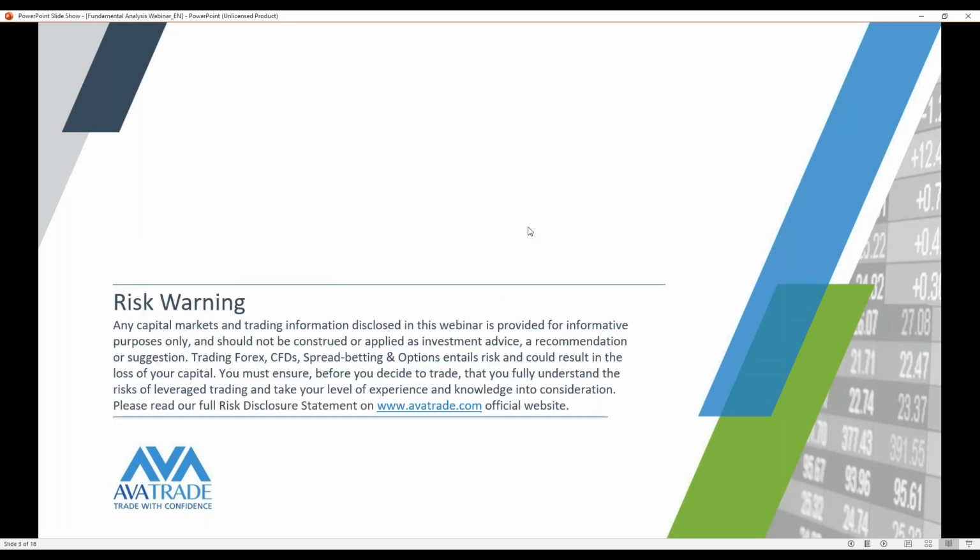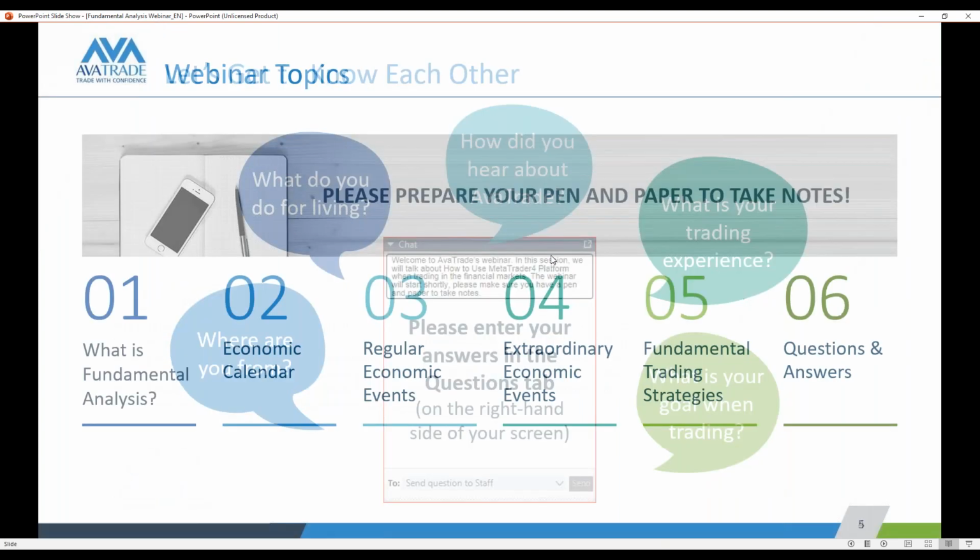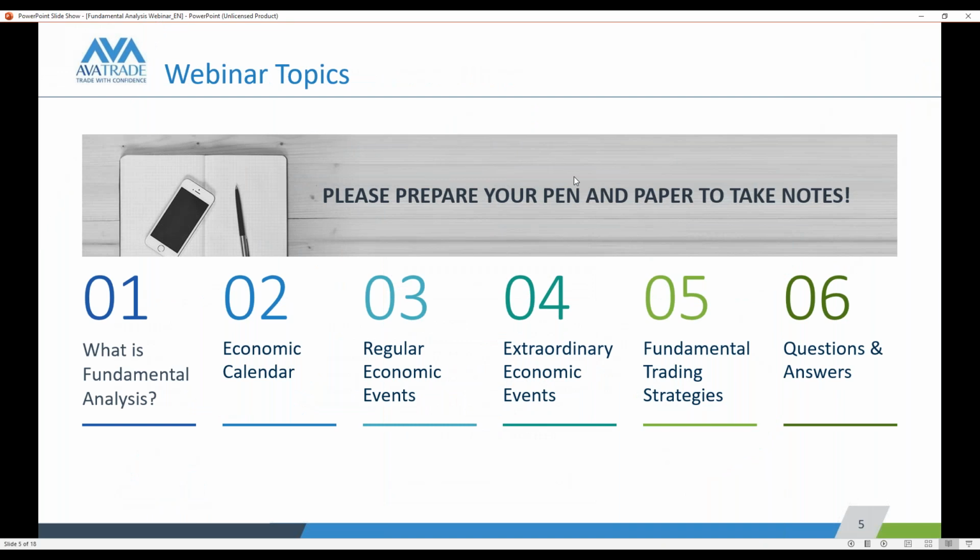Also keep in mind that what we go over is not meant to be financial advisement, but is coming from an educational perspective to hopefully arm you with better knowledge and tools to make your own decisions as you go forward with your trading. Now, fundamental analysis, just quickly, what is it?